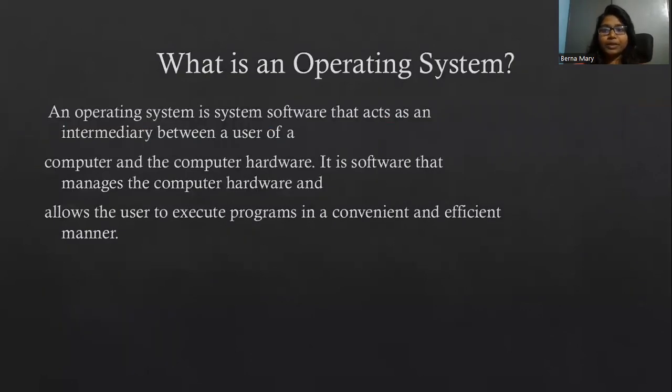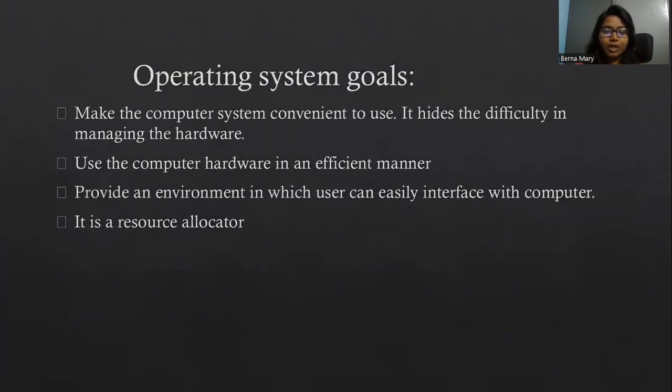So, what is an operating system? An operating system is software that acts as an intermediary between a user of a computer and the computer hardware. It is software that manages computer hardware and allows the user to execute programs in a convenient and efficient manner. Operating system goals are to make the computer system convenient to use.